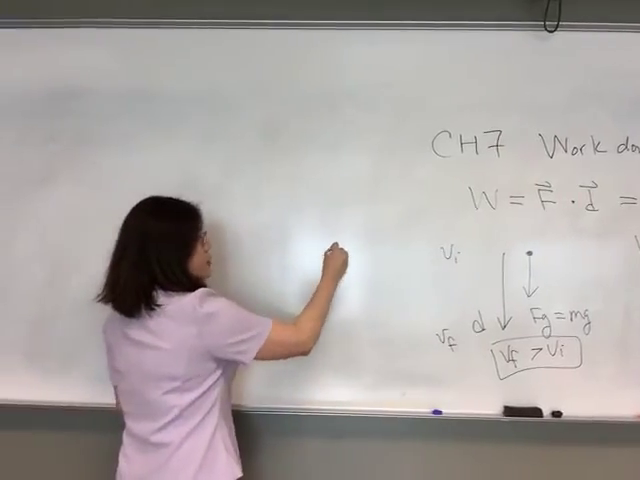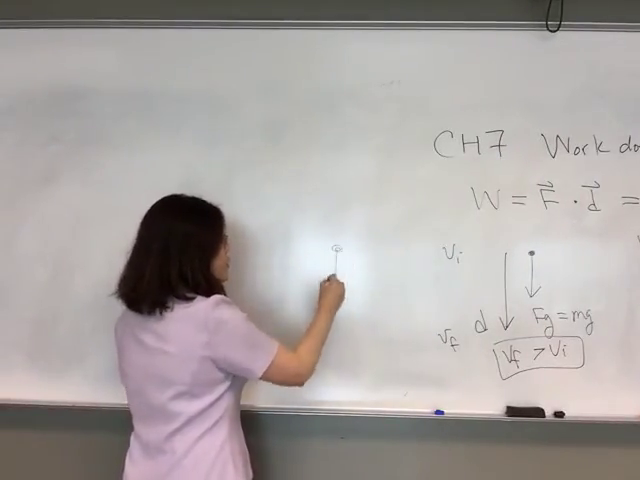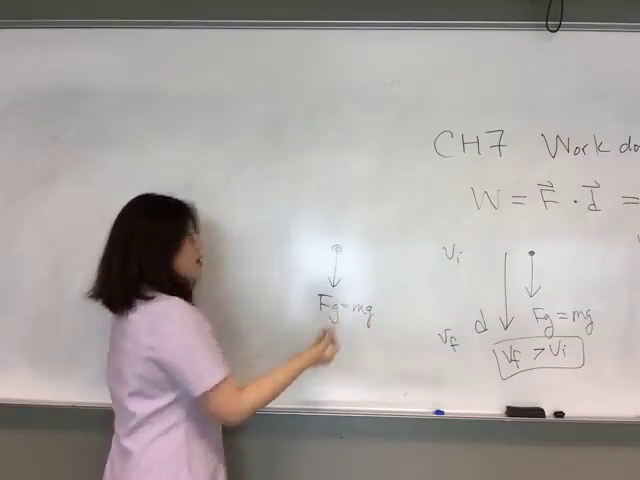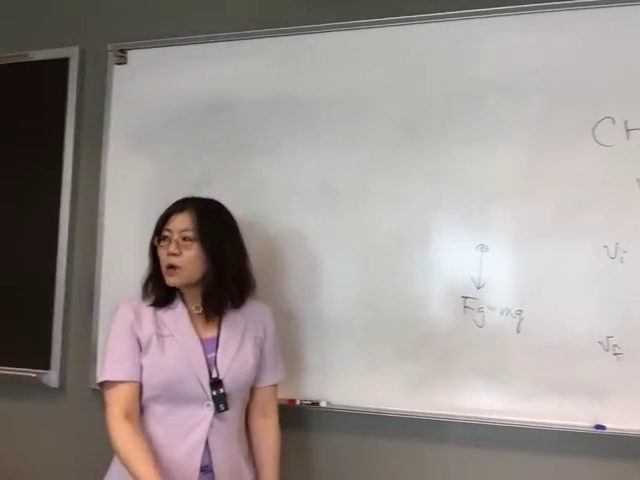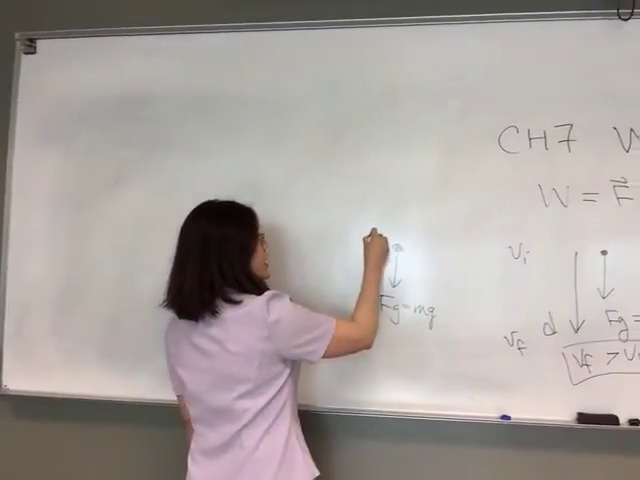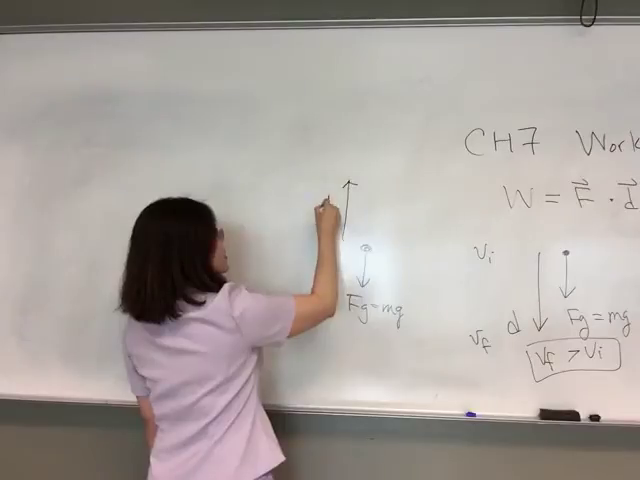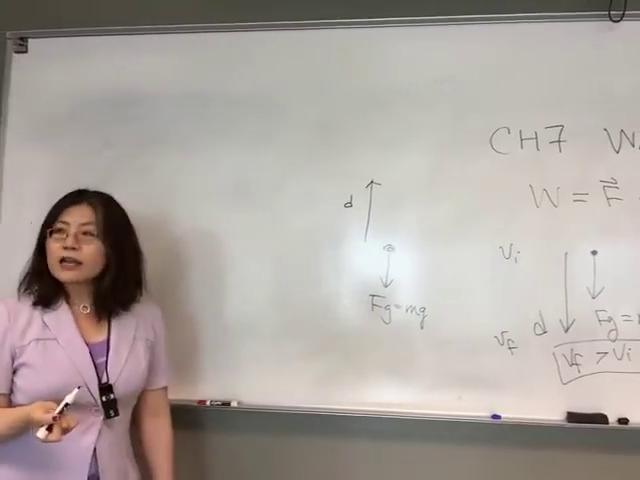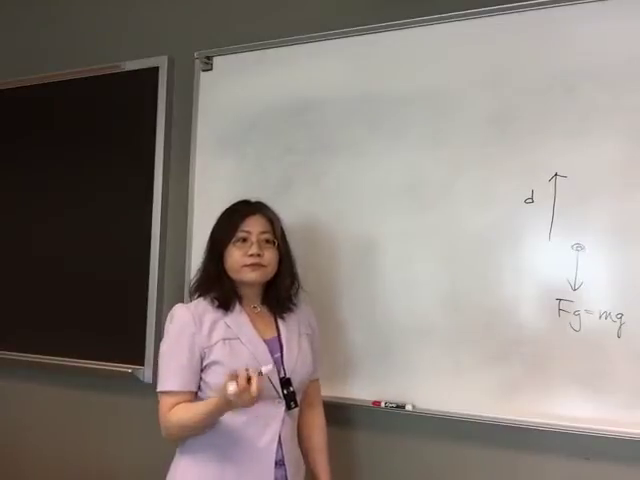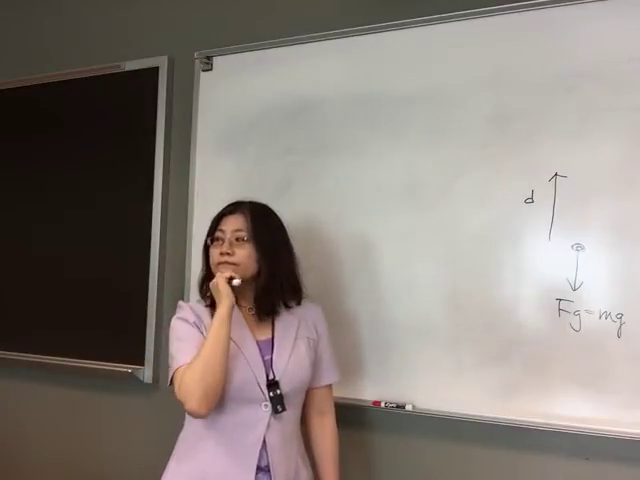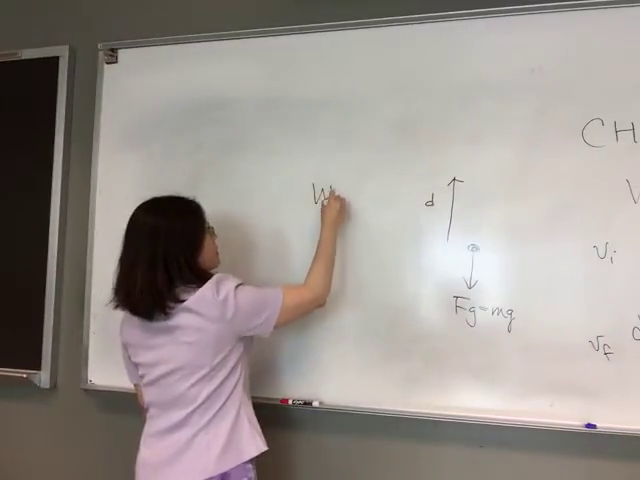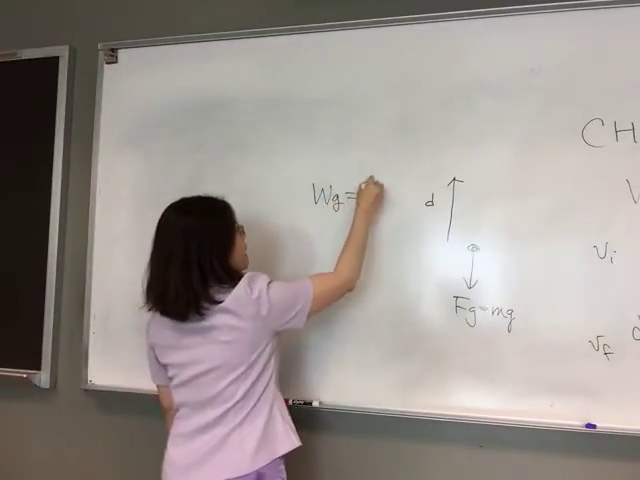Now let's look at the other situation. You still have this object. You still experience the gravitational force, and that's still downward. But now, instead of letting it go downward, I'm going to toss it up. If I toss it up, it is moving in this direction, so that's your displacement. In that case, what is the work done by gravitational force? Negative mgd, right?